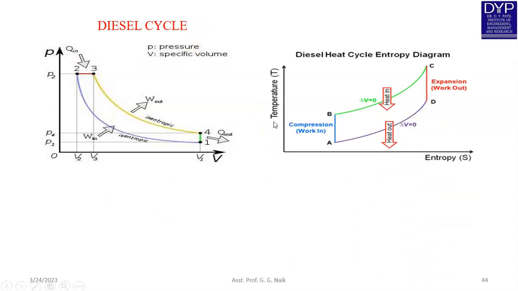Let us see this diagram on the TS diagram. Here you can see two isentropic processes, that is from A to B and C to D. These are the two isentropic processes where there is no heat rejection or gain in the system. But during B to C, the heat addition takes place, and during D to A, heat rejection takes place. Okay.